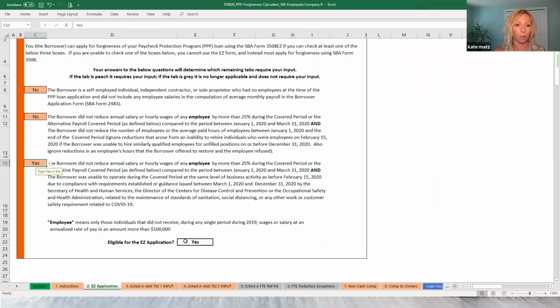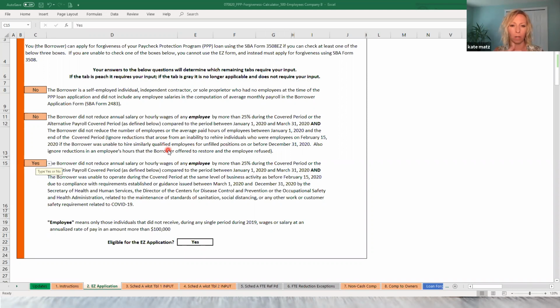So we've got here, somebody that was laid off and brought back. So we don't have any issues with our 25% compensation. The second part then: did not reduce the number of employees or average paid hours of employees from January 1st through the end of the covered period. So unfortunately, you're not going to be able to qualify for this because you would have reduced those average paid hours during that time period.